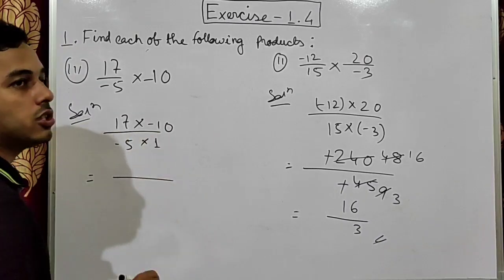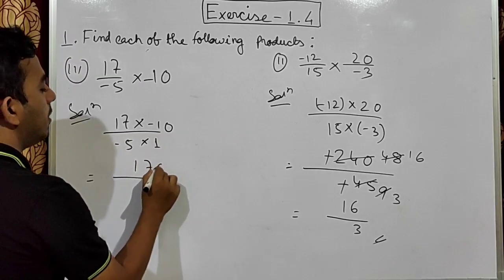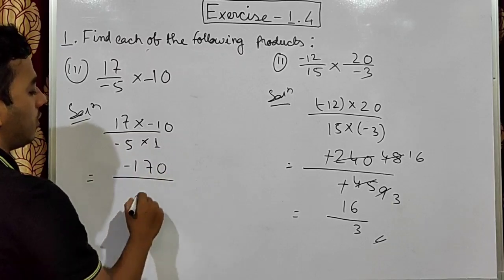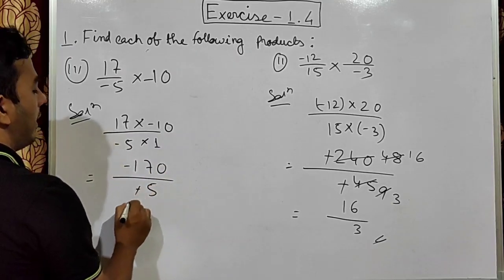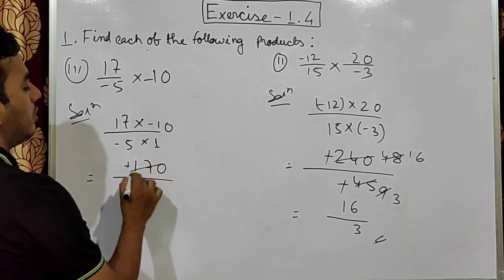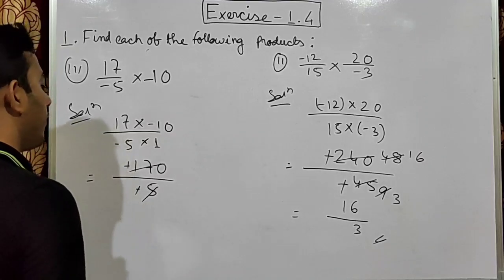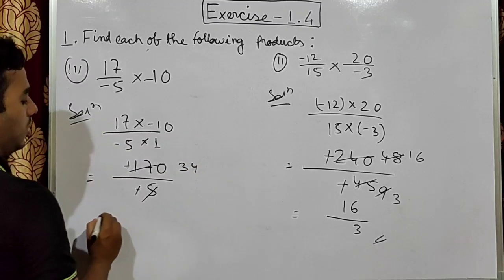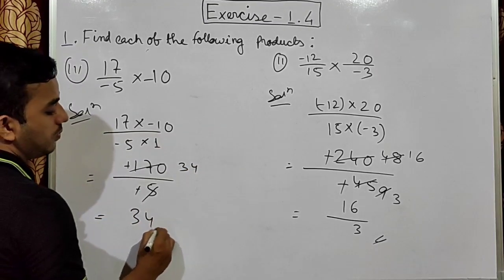Now 17 into 10 is how much? 170. 17 into minus 10 is minus 170. Now 5 into 1 is what? 5. Minus 5. Minus minus cancel. Now we can cancel, right? 5 into 3 is 15, and 5 into 4 is 20. So it will be 34.